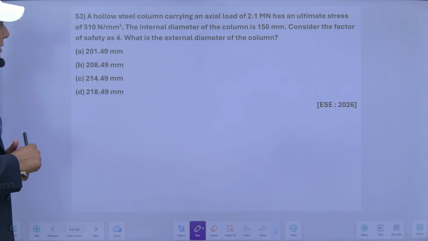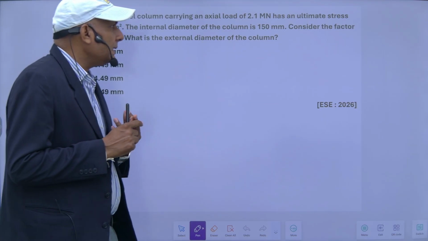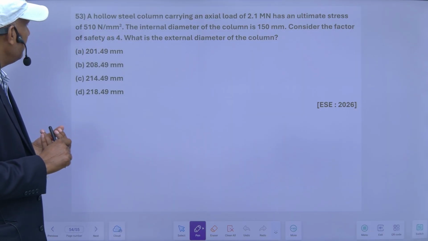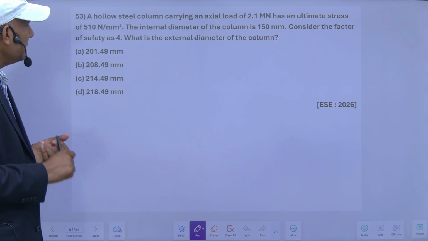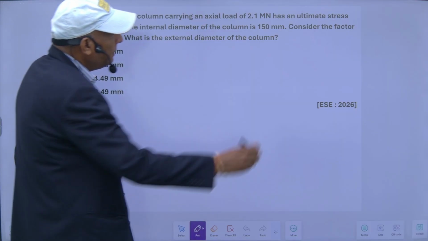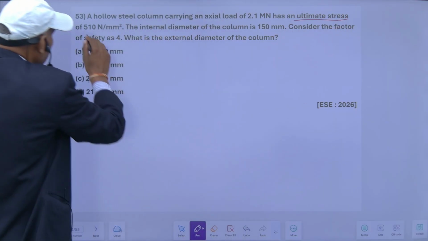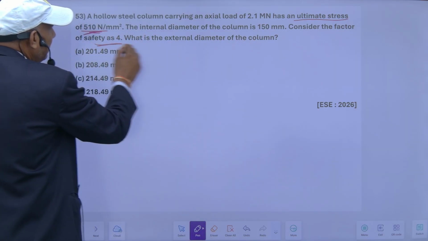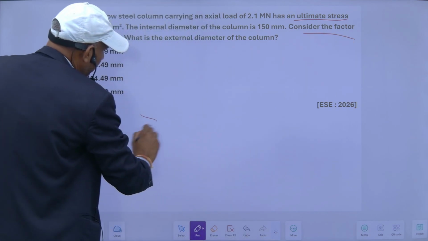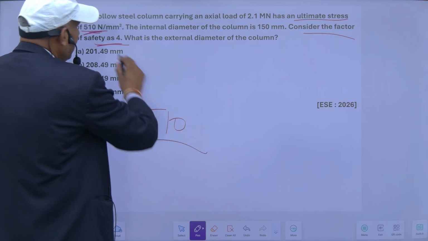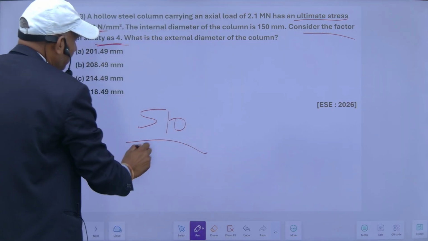A hollow steel column carrying an axial load of this one has an ultimate stress of this one. The internal diameter of the column is this one. Consider the factor of safety is this. What is the external diameter? So in this case, my ultimate stress divided by the factor of safety will give the working stress. This is divided by the factor of safety 4.